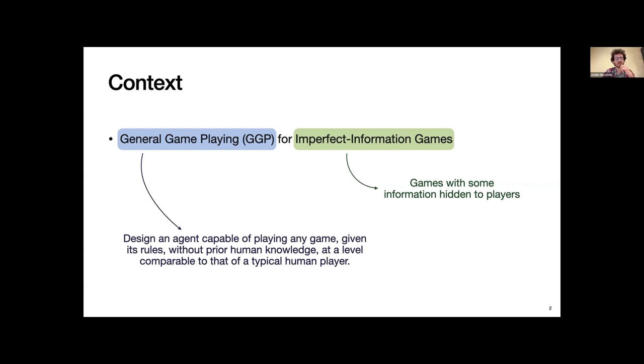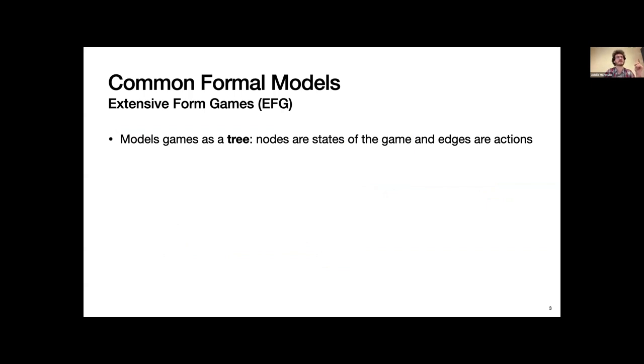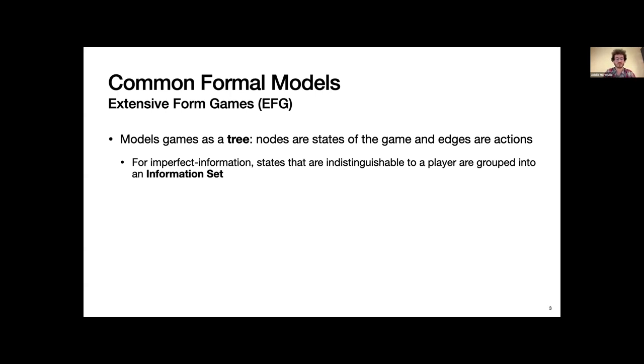There are actually a few models for those games. The first one I will talk about is extensive form games, which model games as trees. So nodes are states of the game and edges are actions. And since there is information that is hidden from players, there are some states that are indistinguishable for players. So for example, in card games, since you don't know the hands of the opponent, there are a lot of states that cannot be distinguished. And so those states are just grouped into what we call an information set.